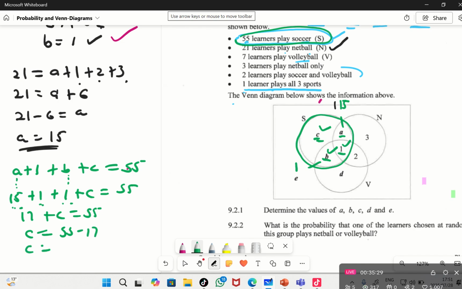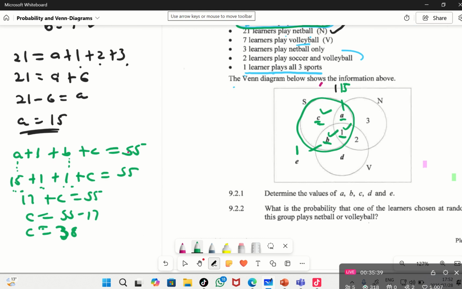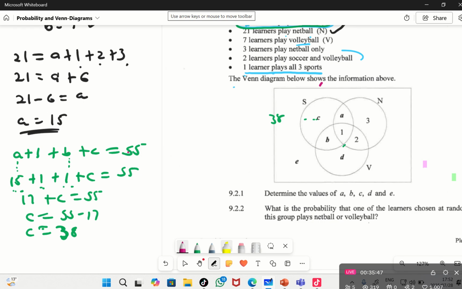Then we have C equals 55 minus 17. What is 55 minus 17? 38. Proper stuff. So therefore, C equals 38. And C is literally the number of learners playing soccer only. Do you guys see?